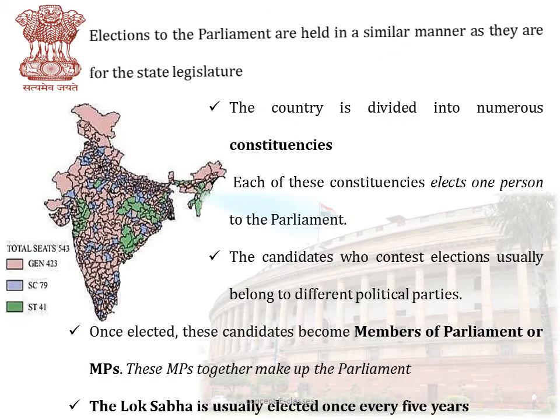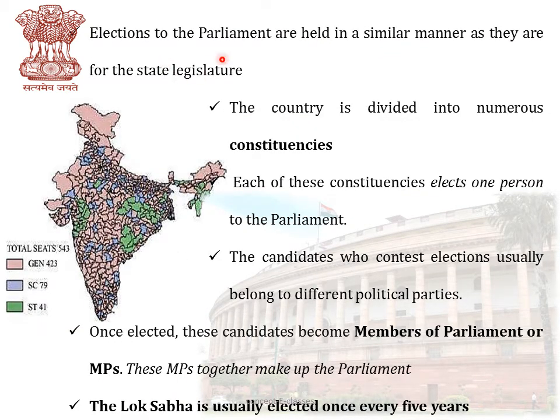Now, the elections to the Parliament are held in the same manner as elections to the state legislature, that is, through the process of voting. The country is divided into numerous constituencies. That is, a country is divided into many separate units or areas for the purpose of holding elections. Each area in which an election is held is called a constituency, and the people living in these constituencies elect one person to the parliament.